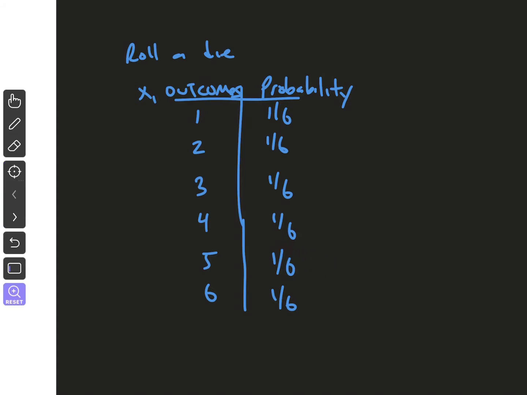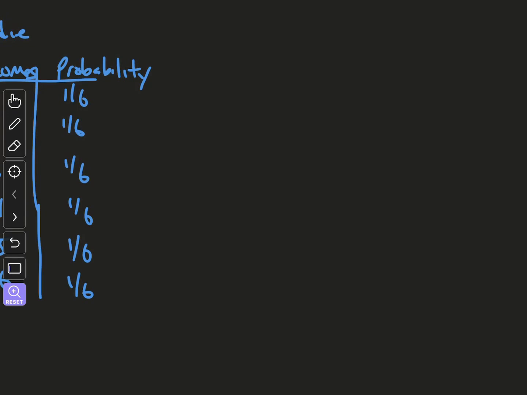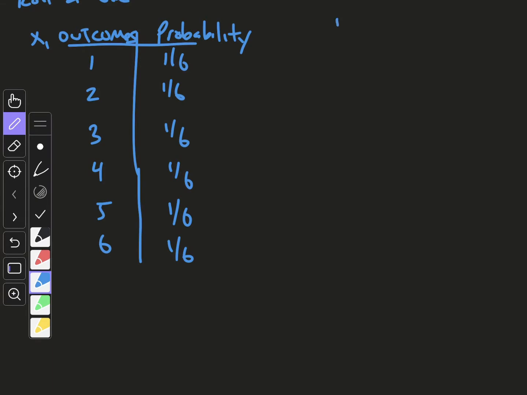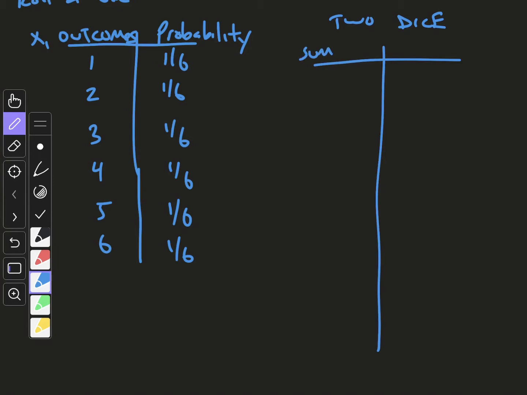If you wanted to roll 2 dice, here is another example. We've done this in a previous section, but we were looking for the sum of 2 dice, and so that will be my random variable, and all the outcomes you can get from rolling 2 dice. The lowest sum you can get is a 2, and then 3, 4, 5, 6, 7, 8, 9, 10, 11, and 12. So these are all the outcomes you can get from rolling 2 dice.